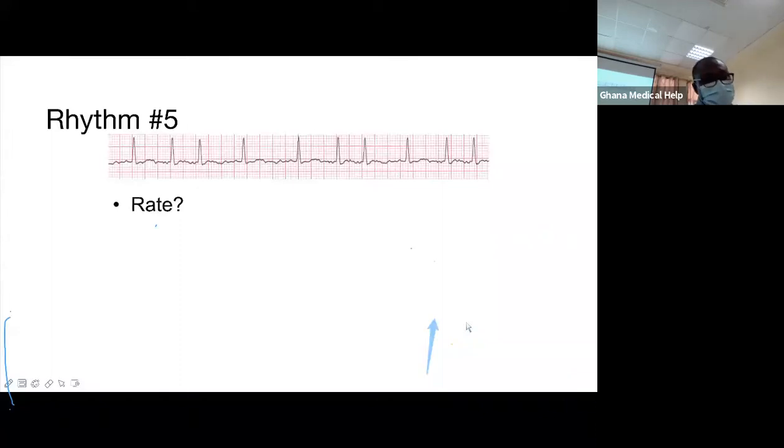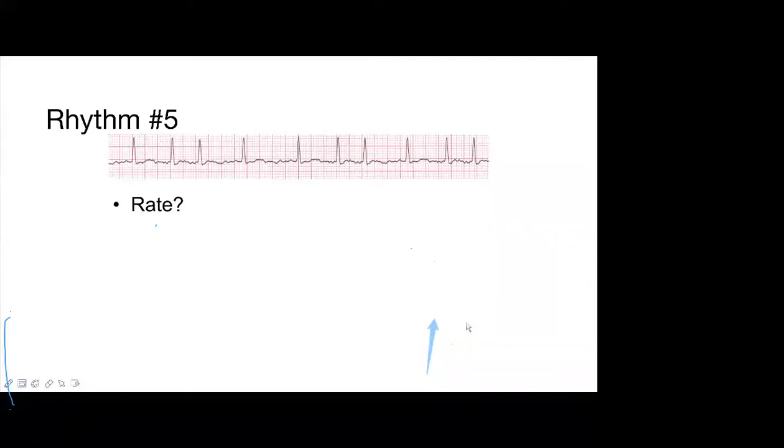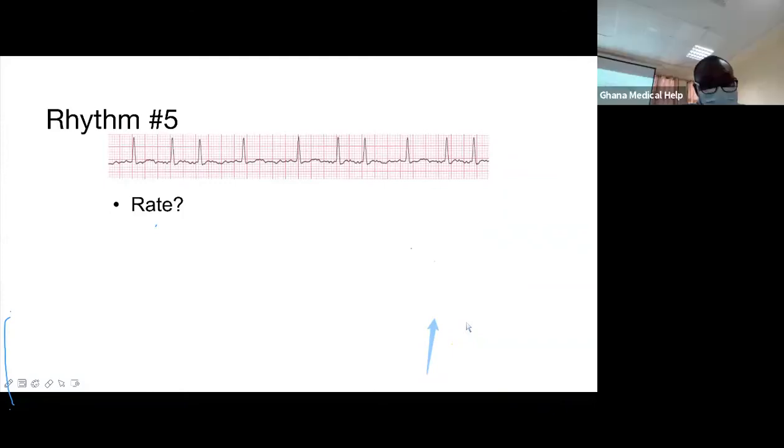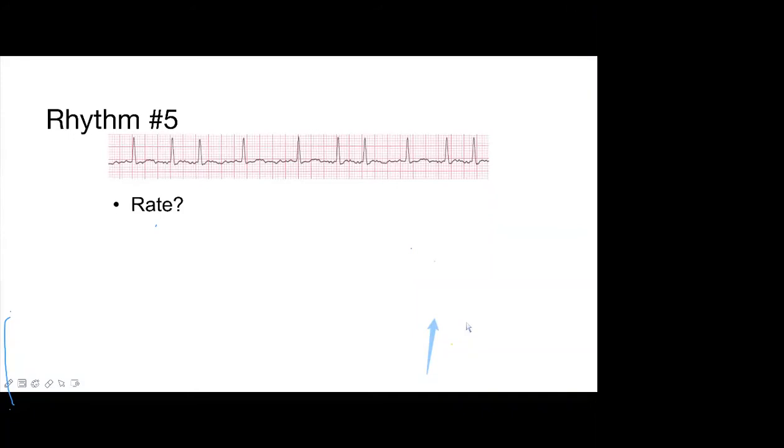What is the rate? 100 beats per minute. You think the rate is 100 beats per minute? How did you get the 100 beats per minute? Anyone can answer, how you got it. You counted the R waves. It's not regular.